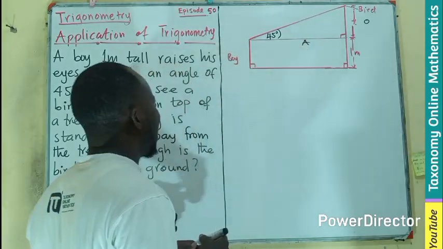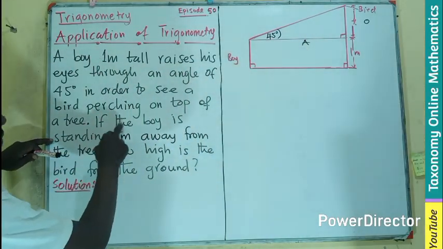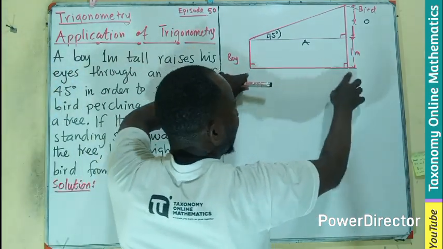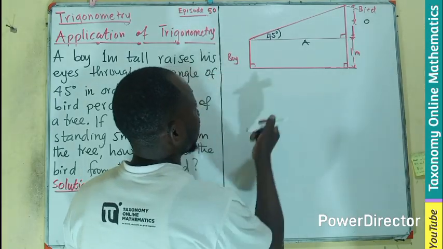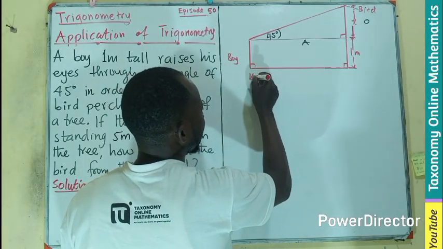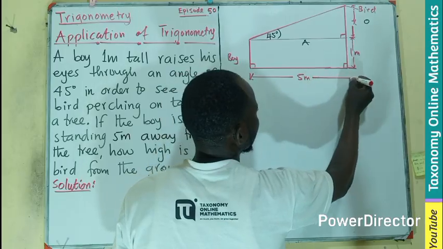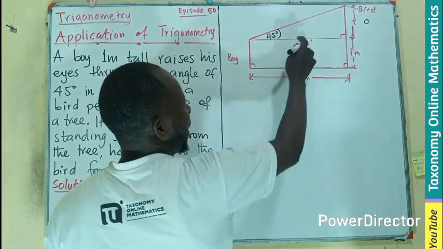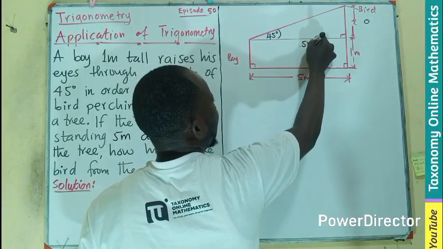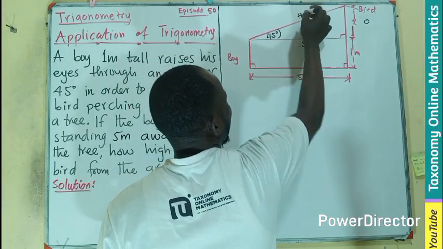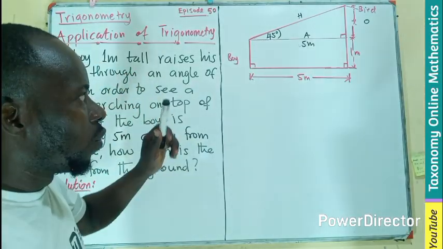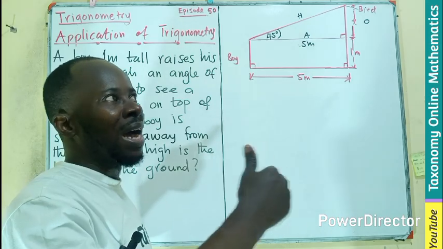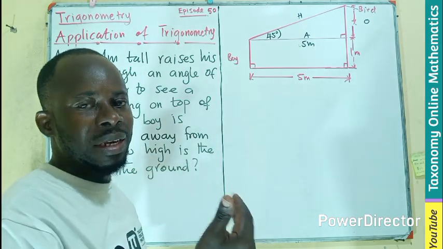And what is the value of the adjacent? We are told that the boy is standing 5 meters away from the tree. The boy is here, and here is going to be 5 meters. So the boy is 5 meters away, which is the same as here being 5 meters. So this is our adjacent. This is the hypotenuse. But if you look, we need only the opposite and the adjacent in this calculation. So we go for the acronym that has only O and A. That will be TOA, tan.